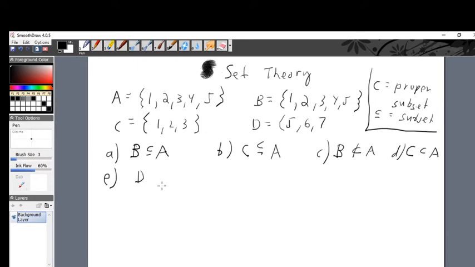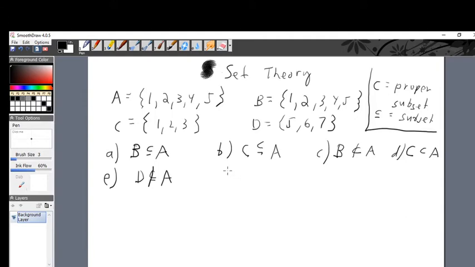Are we able to call D a subset of A? That's the question. Look at D. I didn't finish the bracket, I'm sorry. 5, 6, and 7. All right, look at A. They have 5 in common, but 6 and 7 are in D, not in A. There's no way that this is a subset. It's not a proper subset, and it's not a subset at all. So therefore, I put a line through it. D is not a subset of A.